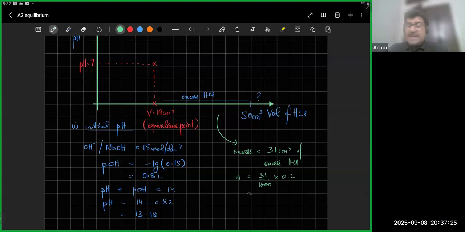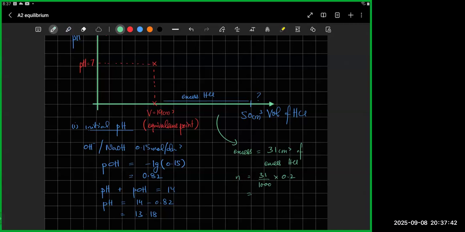So how many moles in excess have we added? Yeah, what's 31 divided by 1,000 times 0.2? 6.2 times 10 power minus 3 moles, right?